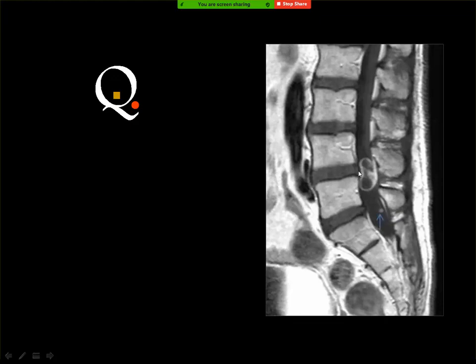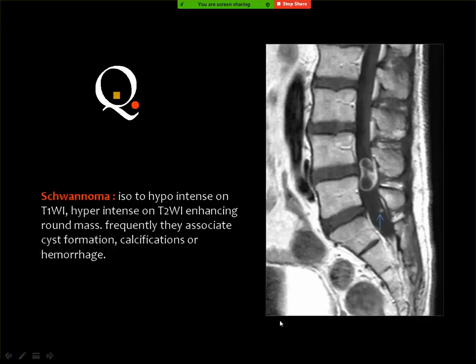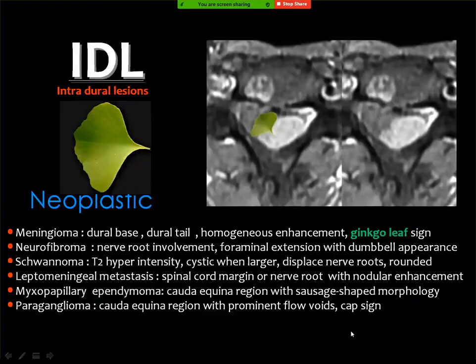It shows heterogeneous enhancement. And if you look carefully and you see another lesion lower down, then the diagnosis is multiple intradural lesions, and one of the good possibilities is neurofibroma. Then if you see cystic changes within the lesion, you have to select the possibility of schwannoma because it has a good incidence of internal cystic changes. And this is the differential diagnosis, which will be repeated many times, of intradural lesions.